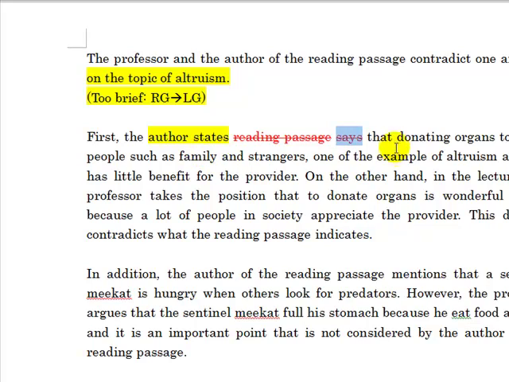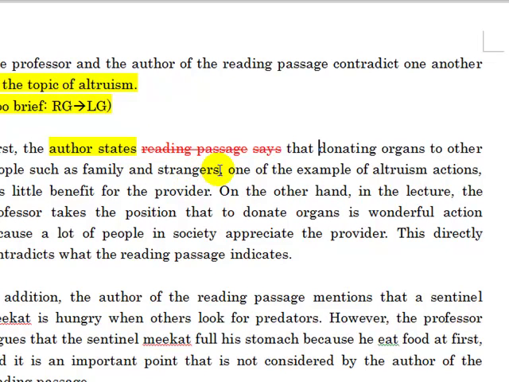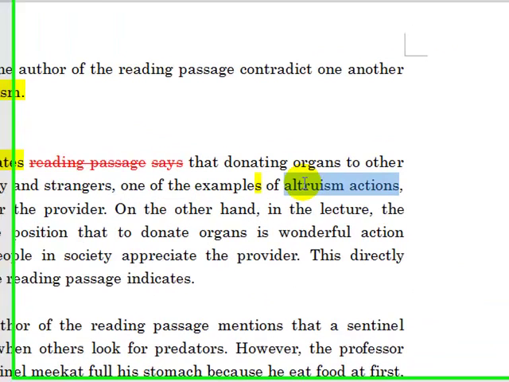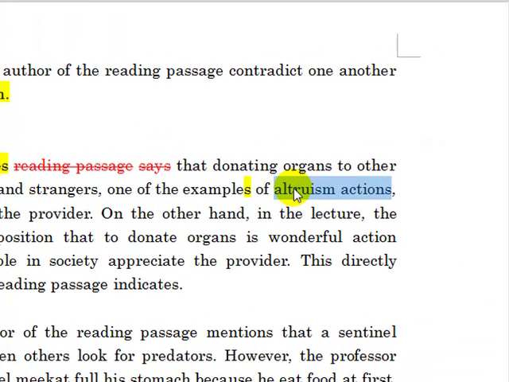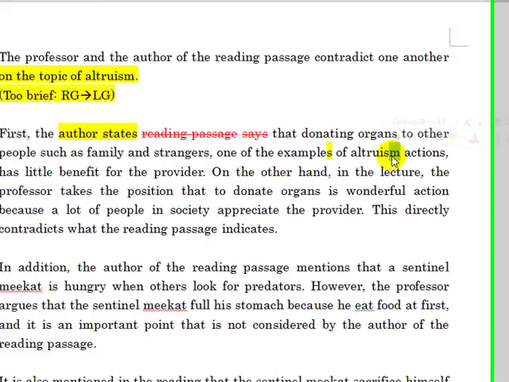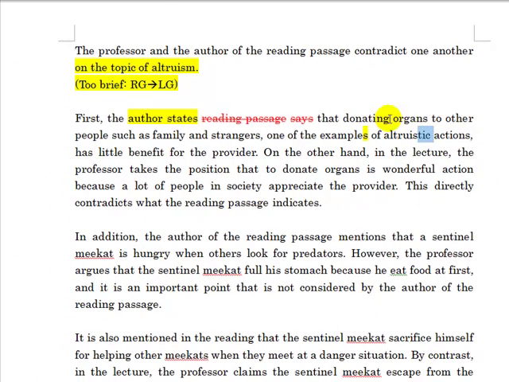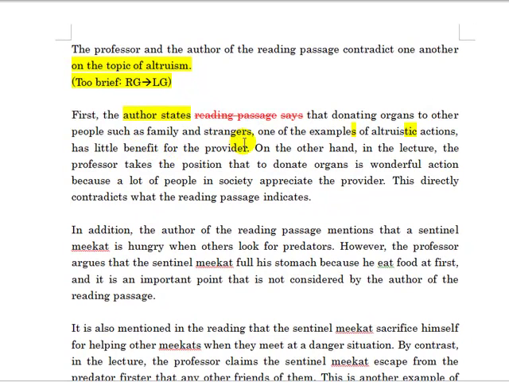Okay, the author states that donating organs to other people, such as family and strangers, one of goes with plural, like one of my friends, one of my teachers. One of the examples of altruism, altruism actions. Here you have two nouns together. When possible, the first should be an adjective. So what is the adjective form of altruism? This is a noun. The adjective is altruistic. Okay, examples of altruistic actions: has little benefit for the provider.